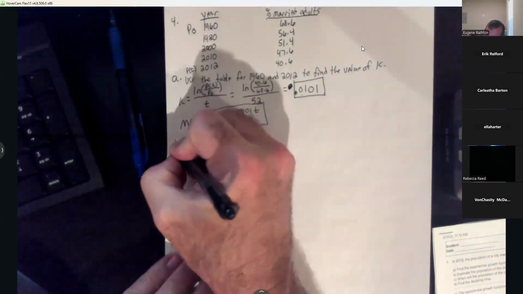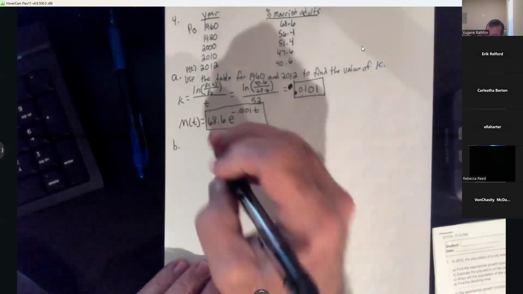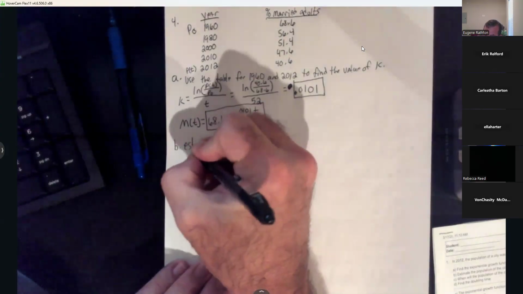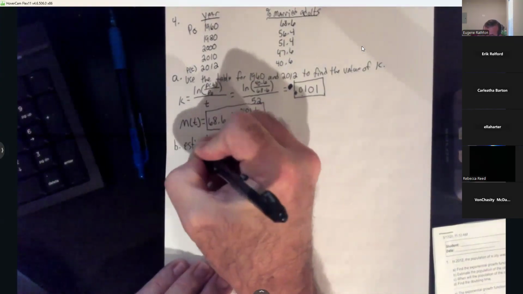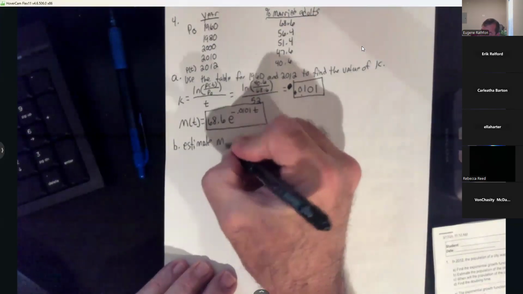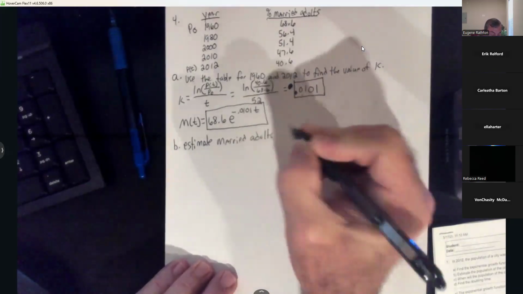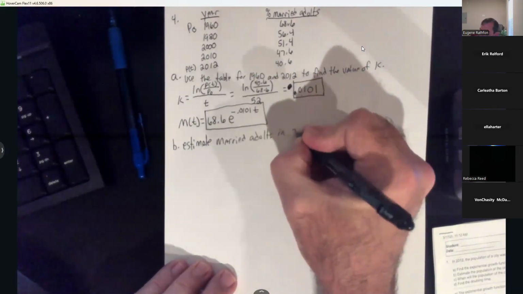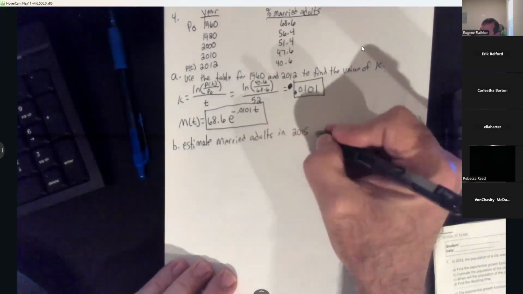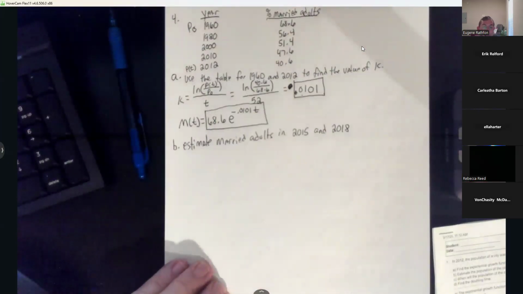All right, then B says, using this formula right here, we're going to estimate the married adults in 2015 and 2018.